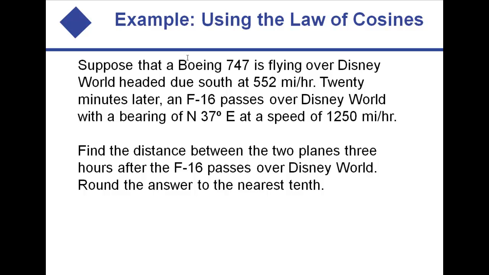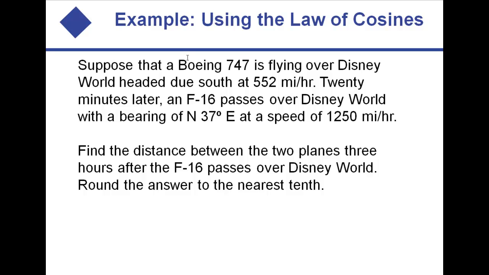Okay, how about another example that's more of an applied example? So we have some plane flying over a point headed due south at 550 miles per hour. 20 minutes later, another plane passes over that same point with a bearing of 37 degrees east of north, right? It's going north 37 degrees east at a speed of 1250 miles per hour. And they want you to find the distance between the two planes 3 hours after the second plane passed over that one point. And they want you to round your answers to the nearest tenth.